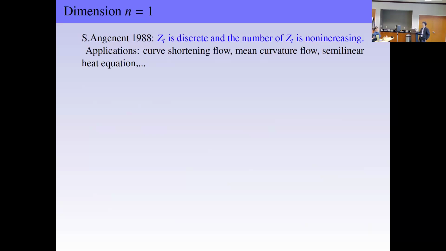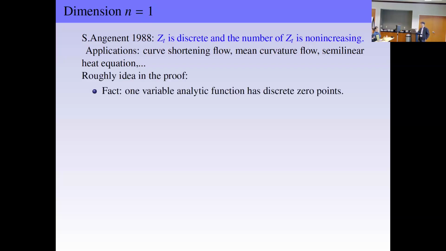Nowadays the proof seems quite straightforward, so we can talk about the rough idea of this proof in dimension 1. The fundamental fact is that a one-variable analytic function has discrete zero points. This does not need any elliptic or parabolic equation. Any analytic function has discrete zero points.